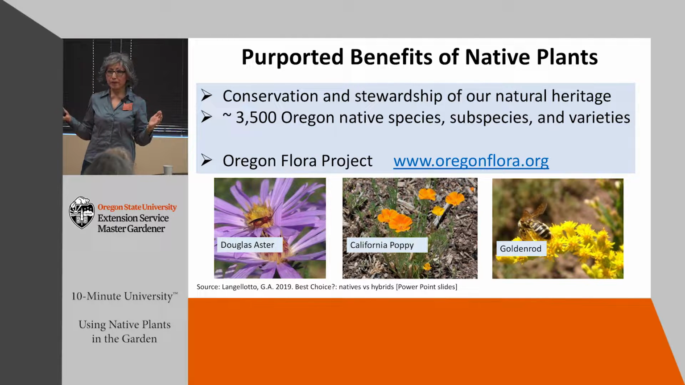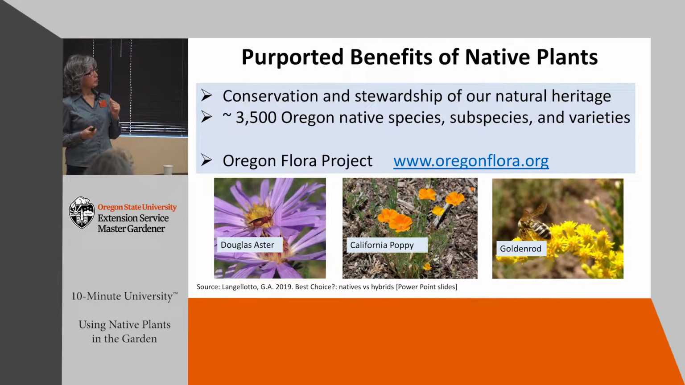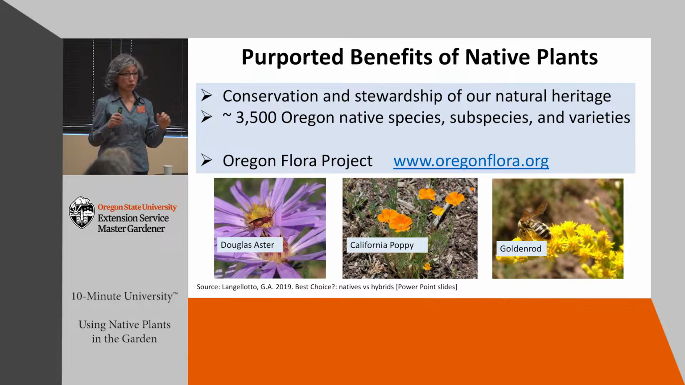There are many purported benefits of native plants. When you read about them, let's look at some of them. According to the Oregon Flora Project, there are about 35 kinds of native plants in Oregon. We can think of growing native plants in our gardens as a way to conserve our natural heritage and diversity. And in fact, when we go out into natural or wild areas, the scenery is mostly made up of native plants. So they give us a sense of place, a regional look.